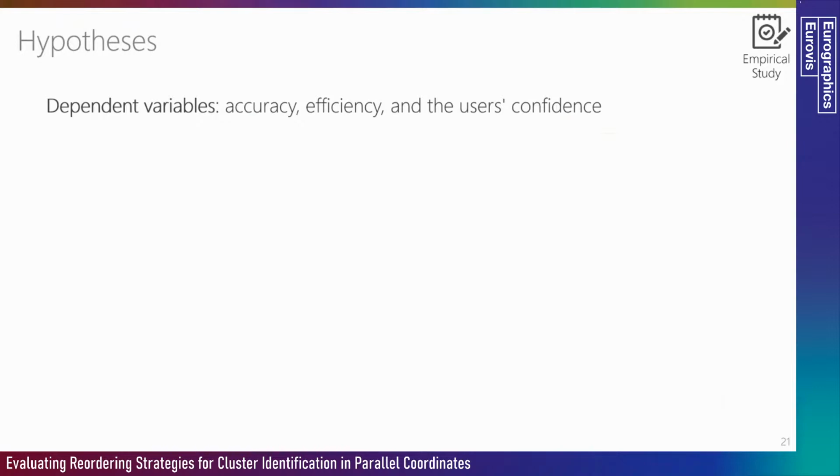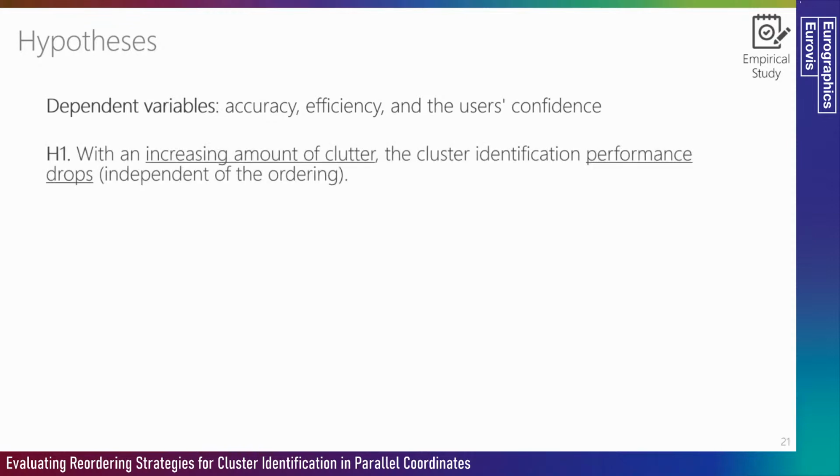In our study, we measured accuracy, efficiency, and the confidence of the user as dependent variables. First, we just looked at clutter in general to have a baseline. The first hypothesis is, with an increasing amount of clutter, the cluster identification performance drops, independent of the ordering, as cluster structures are less salient in the PCP plot.